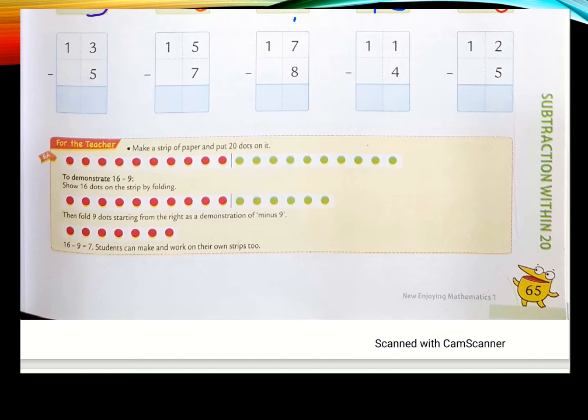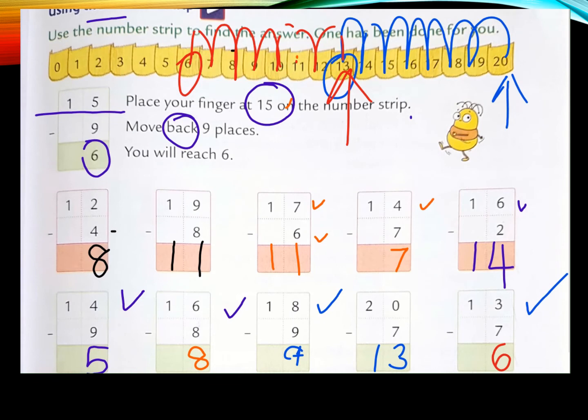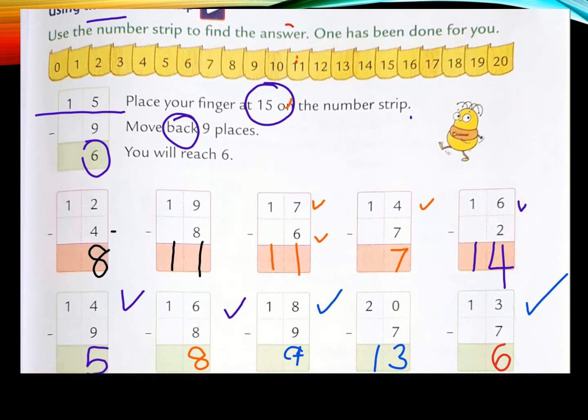13 minus 5. Keep your finger on 13 and minus 5. 1, 2, 3, 4, 5. Will give you 8.